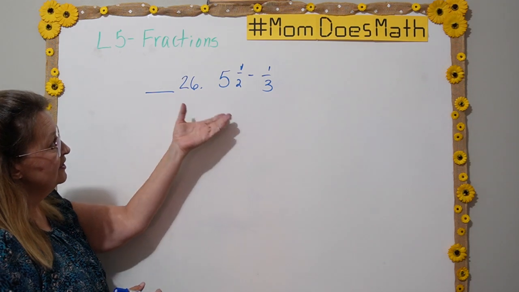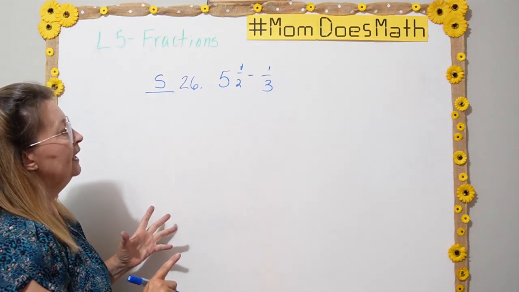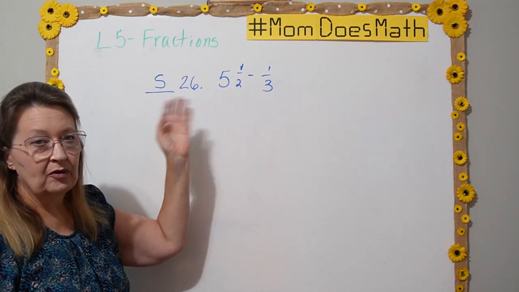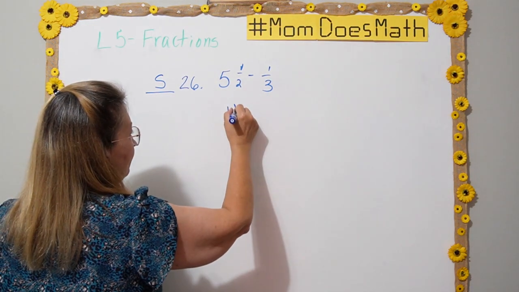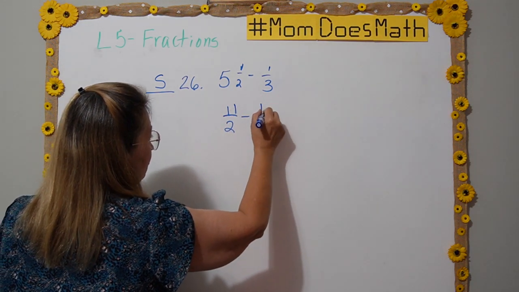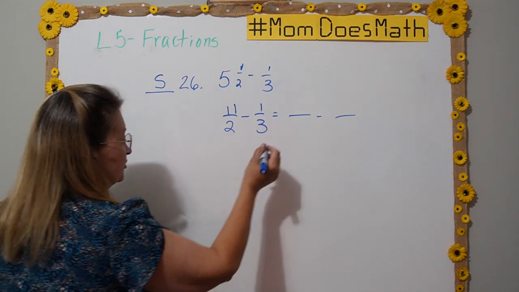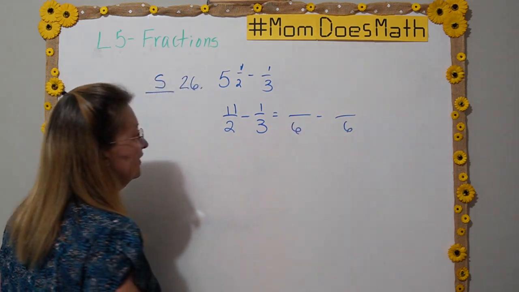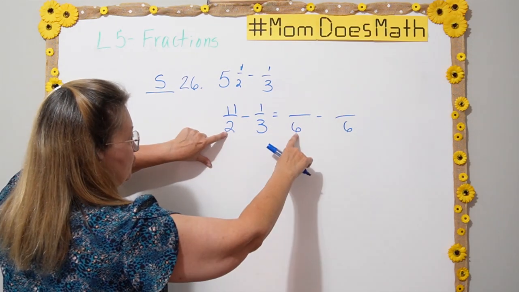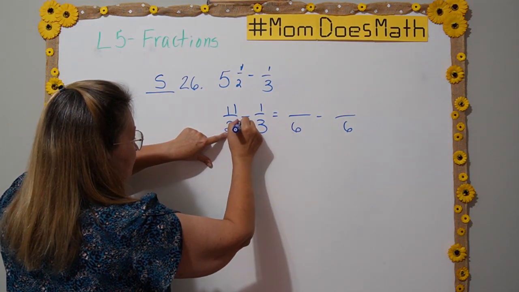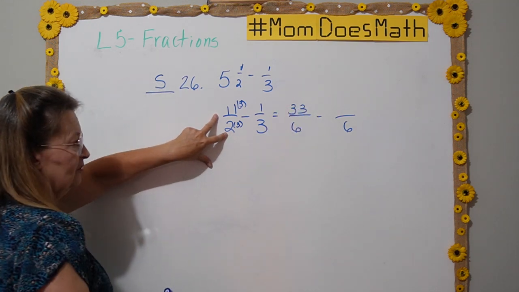Okay, number 26, 5 1/2 minus 1/3. So this is a subtraction problem. And I'm going to change my mixed number to improper fraction. 2 times 5 is 10. 10 plus 1 is 11/2 minus 1/3. All right, now I need common denominators. Between 2 and 3, obviously that's 6. So let's convert. What did you multiply 2 by to get your new denominator? Well, you multiplied it times 3. So you got to multiply that times 3. So now we have 33.